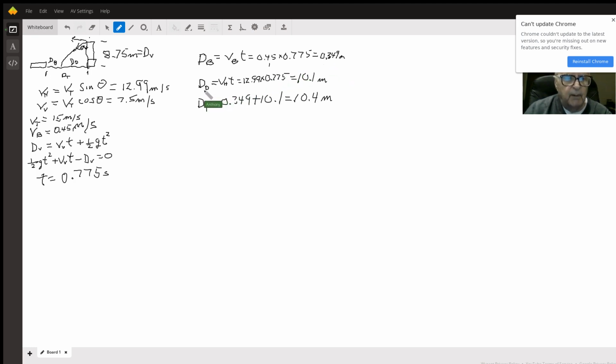The distance from the point of the equipment hitting the water to the dock is the horizontal velocity, which is this, times the time. And the horizontal velocity we already know is 12.99 times 0.775 is 10.1 meters. So the total distance that the boat should be, is equal to the sum of 0.349 plus 10.1, which rounds to 10.4 meters.